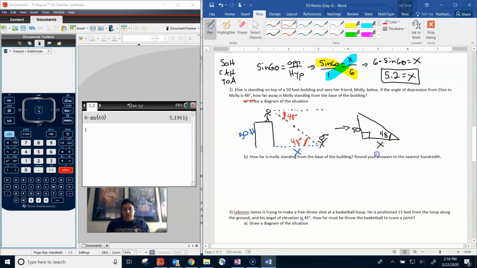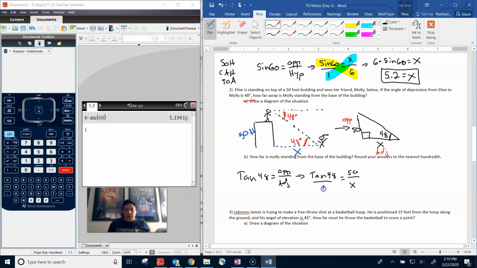Now let's label. This side is the adjacent, this side is the opposite. Which function uses adjacent and opposite? Tangent. So this is going to be tangent of 48 degrees is equal to the opposite divided by the adjacent. Once again, you can skip this step if you're quick and just go right into the next part, which is tangent of 48, which is equal to the opposite, which is 50, over the adjacent, which is x.